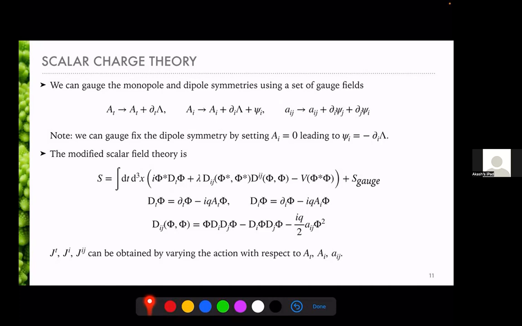But the nice thing about this is that once I've done that, I don't have to go and do the Noether procedure. I can just take this action, vary it with respect to the three gauge fields, and read out the three currents. And you can check that will work out to be exactly what we found before.